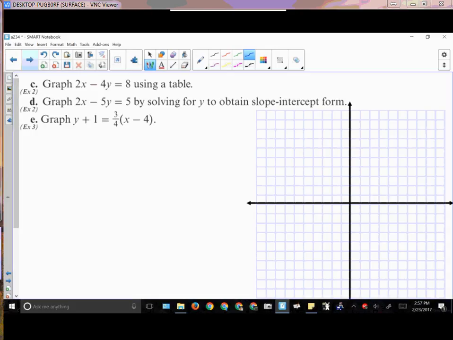Here we go. We want to graph these. Now, it says using a table. Is there an easy way of using this as a table? Sure there is. I'll show you how. So now I know we can put in the 0. So if I put in the 0 for X, what do I get out for Y, Mr. Anderson?